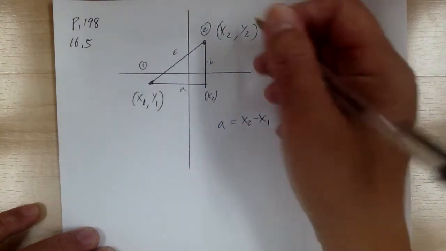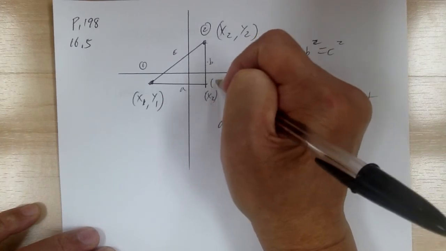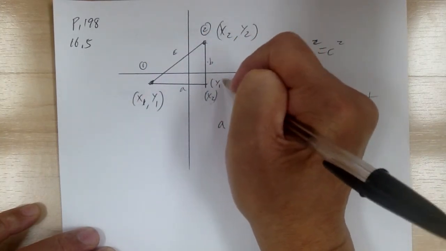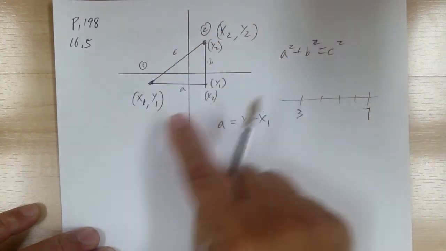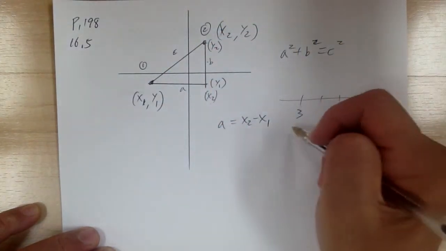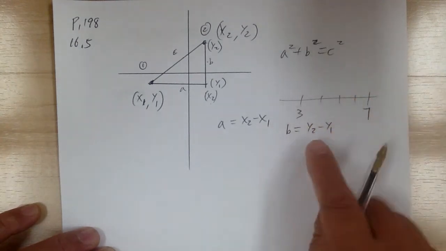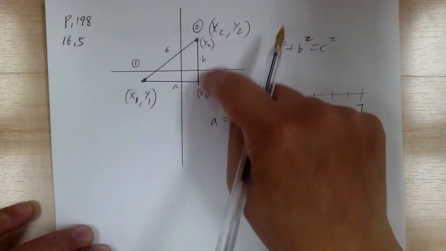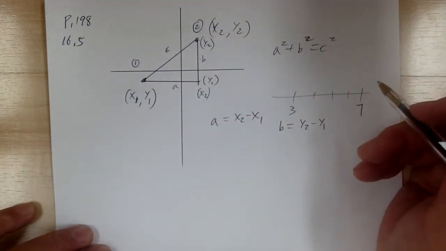And the same thing over here. This point over here would be y1, and this would be y2, when you go up and down. So for the vertical, b will equal y2 minus y1. From here to here, use the end minus beginning. Think about a number line vertically.